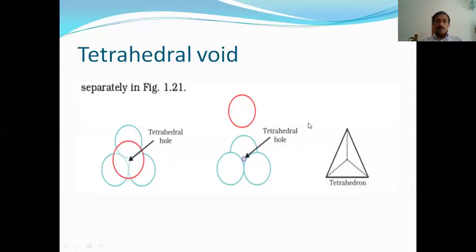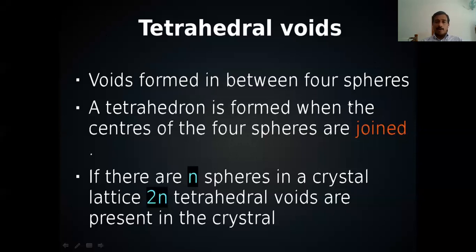There are two types of voids. First one is tetrahedral void. A tetrahedral void is formed between four spheres. A tetrahedral void is formed when the centers of the four spheres are joined. When the centers of the four spheres are joined, we will get a tetrahedron, therefore the name tetrahedral void.